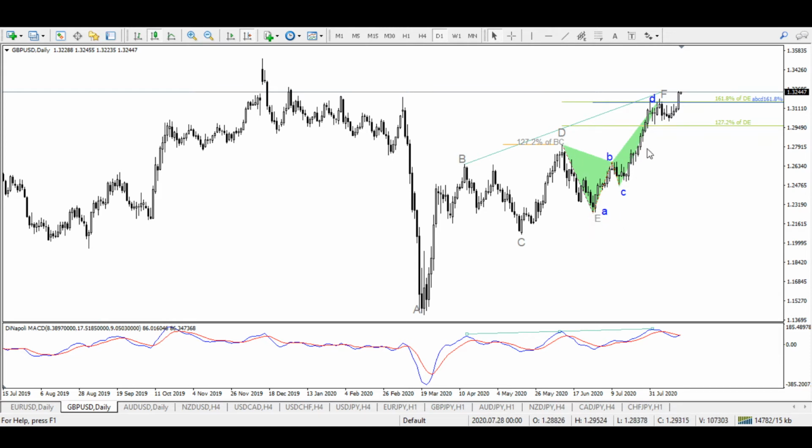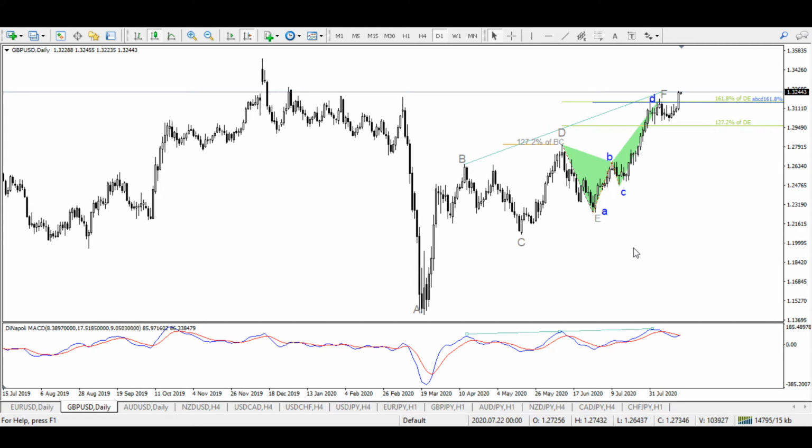Then we have this new development. If you look at the inside of EF, it developed like a butterfly, where we can consider capital D and small a, b, c, d as a butterfly, and it's looking mathematically perfect. It's a, b, c, d 161.8% extension, and it is coinciding with the 161.8% of D. So it is a very good butterfly, but there was very small reaction, and today price clearly closed above this previous point small d or point capital F, and now this butterfly has been invalidated. So it was a good idea not to take sell position.